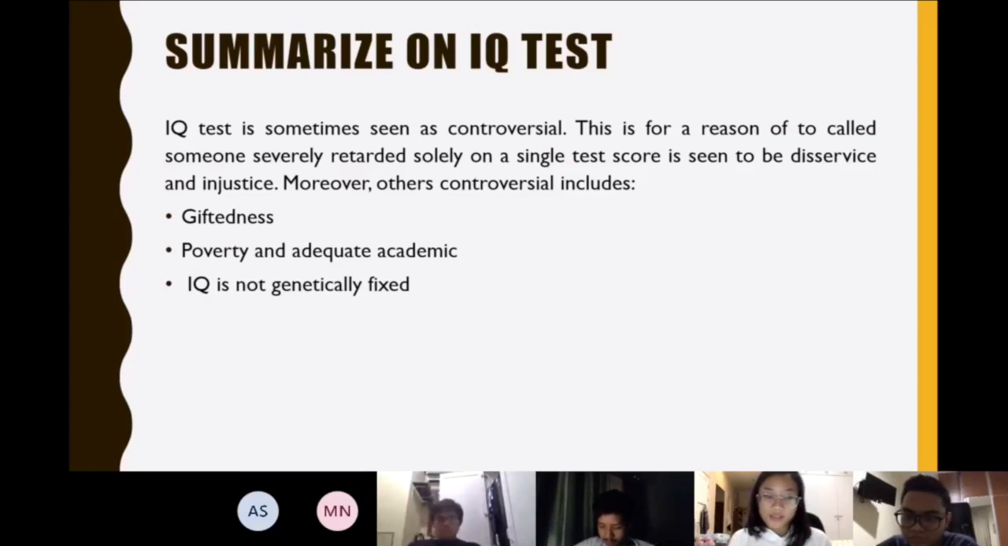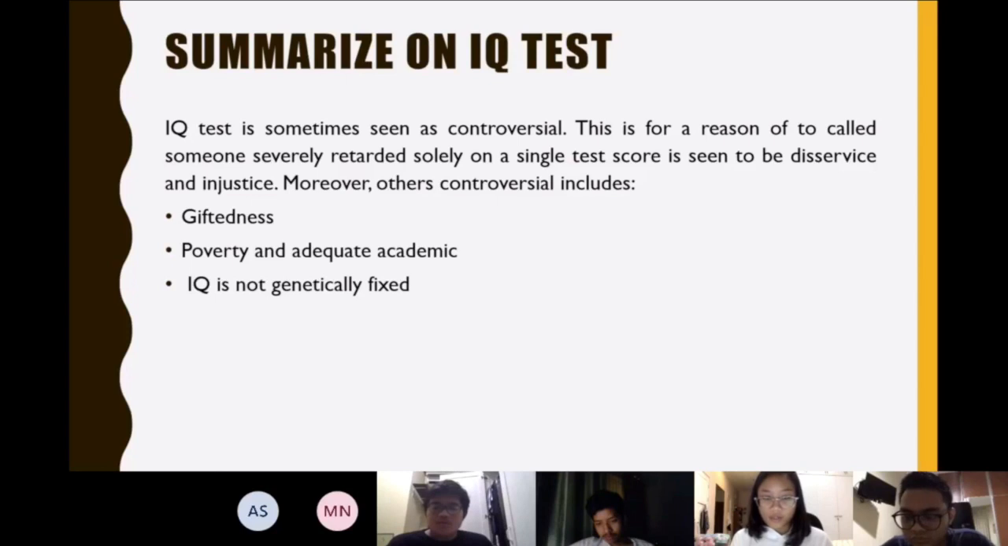Moreover, other controversies include, for the first one, giftedness, which is the highest IQ score, but it doesn't actually predict your future or serve as a predictor of adult abilities. The second one is about the relation between poverty, adequate academics, and the IQ test. For example, people who have better resources and better schools might have higher IQ than people who have poverty problems, which might also cause them to be unable to receive adequate academics.